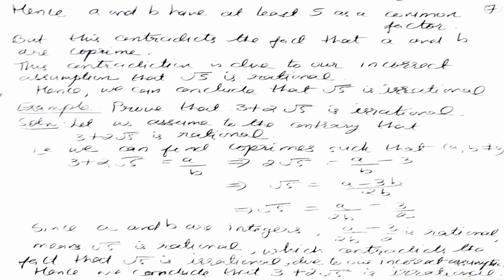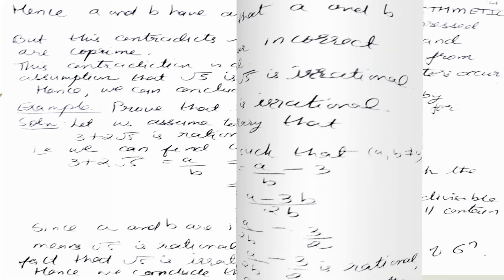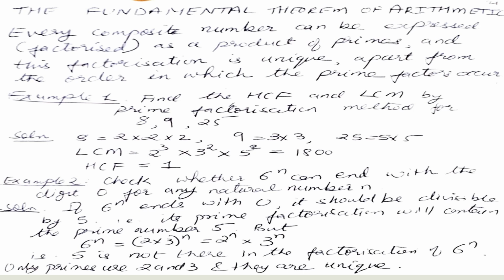Means root 5 is rational, which contradicts the fact that root 5 is irrational. And this contradiction is due to our incorrect assumption that 3 plus 2 root 5 is rational. Hence, we have proved that 3 plus 2 root 5 is irrational. Next is the fundamental theorem of arithmetic. Every composite number can be expressed or factorized as a product of primes, and this factorization is unique, apart from the order in which the prime factors occur.